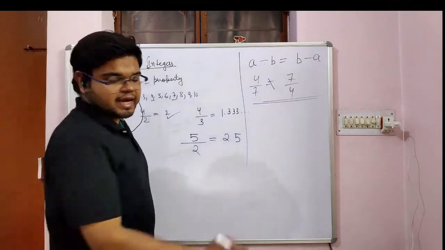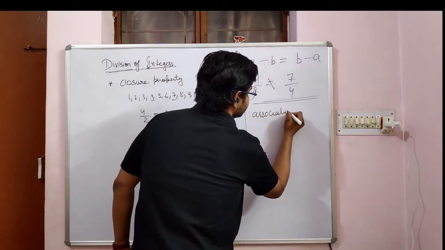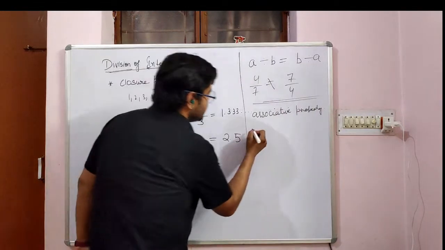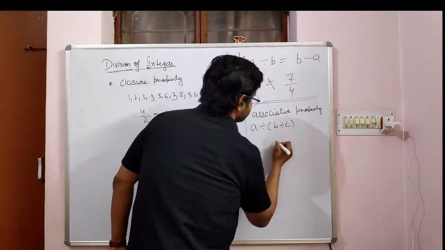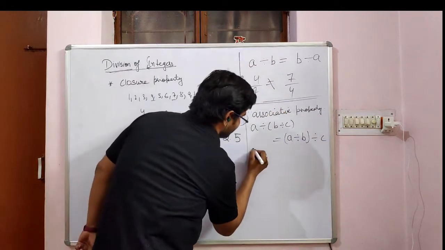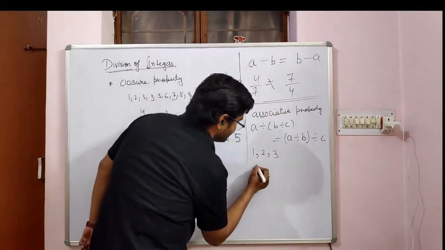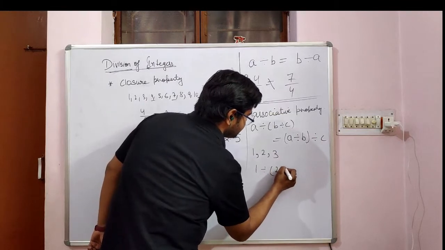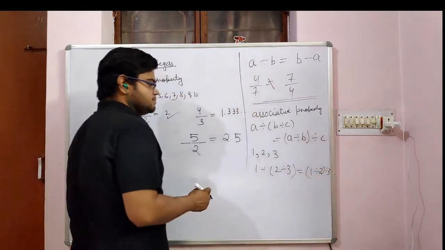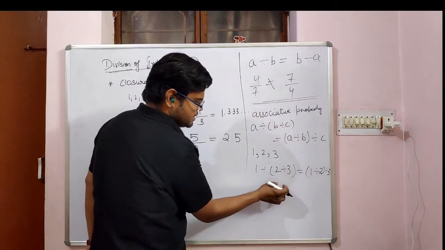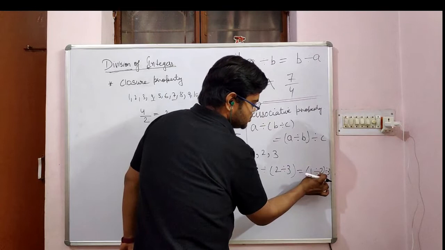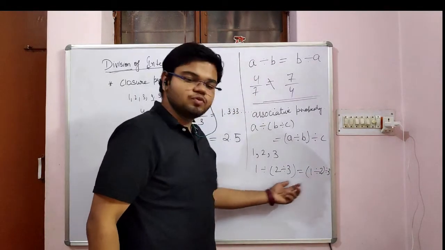Next property that we have, children, is associative property. Associative property is A divided by B divided by C equals A divided by B divided by C. Let us take three integers, 1, 2, and 3, and let us check the result. Here 2 divided by 3 first, and then 1 is divided by that result. And here 1 is divided by 2 and that result is divided by 3. So these two will not be equal.